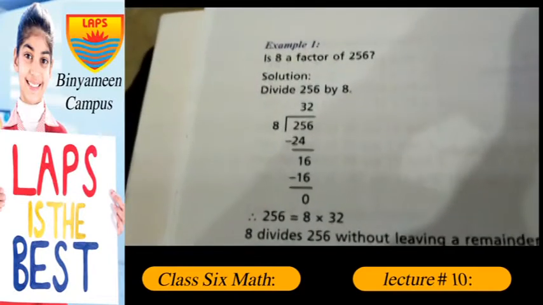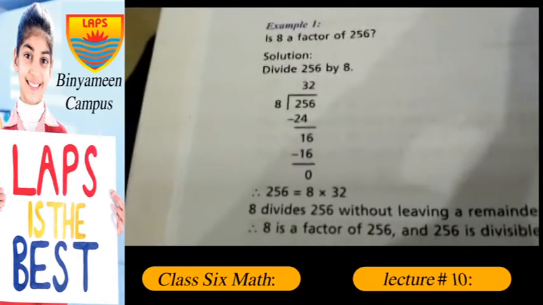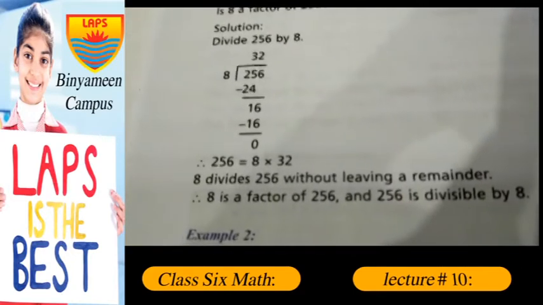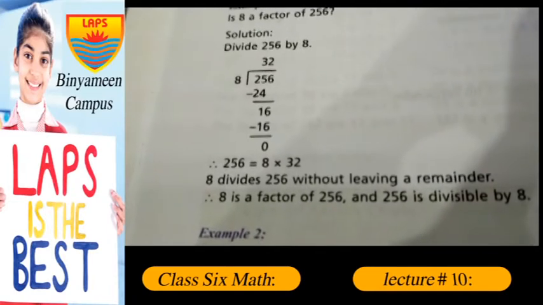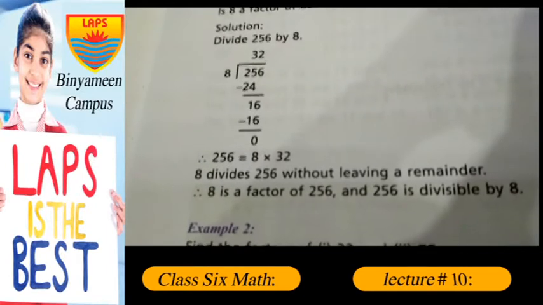Example 1. 256 divided by 8. 8 divides 256 without leaving a remainder. 8 is a factor of 256 and 256 is divisible by 8.